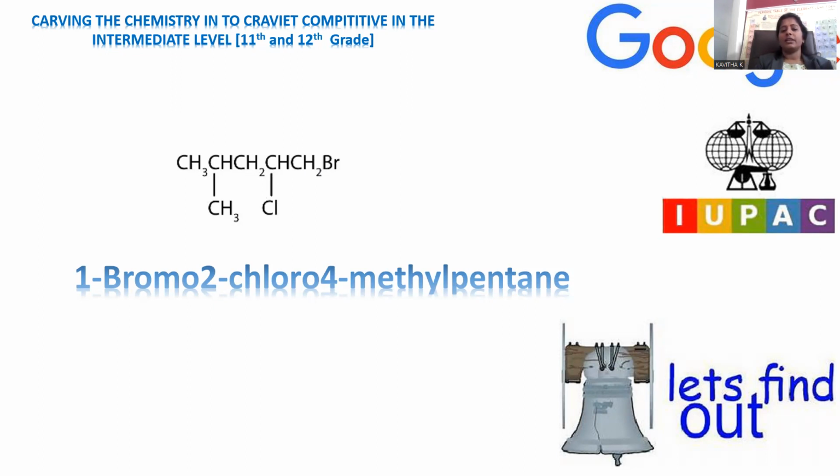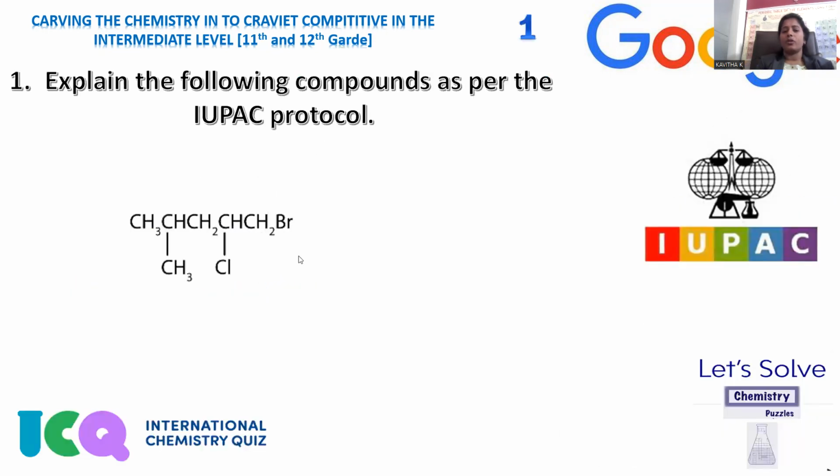So it is a 5 carbon chain, and in order to write all these three functional groups, we have to follow alphabetical order. In alphabetical order, B for bromo will come first, next C for chloro, and next M for methyl. So let me put 1-bromo over here, and on the second carbon we have 2-chloro, and the fourth carbon has methyl, and the entire chain will be pentane. The name of the given compound will be 1-bromo-2-chloro-4-methylpentane. This is the way you can assign a name to the given organic compound as per the IUPAC protocol, right? It will be 1-bromo-2-chloro-4-methylpentane as per the IUPAC nomenclature.